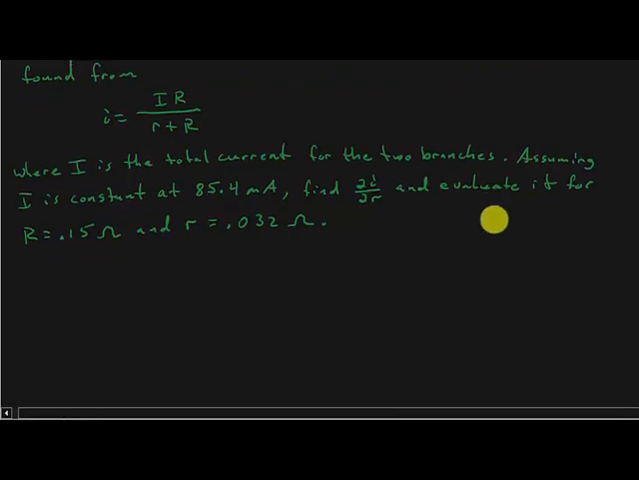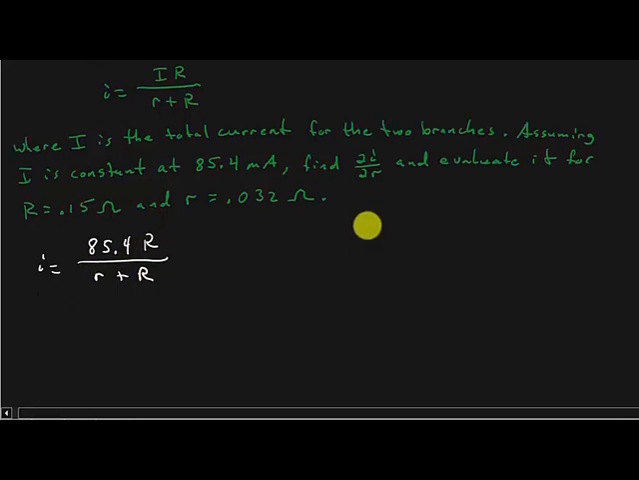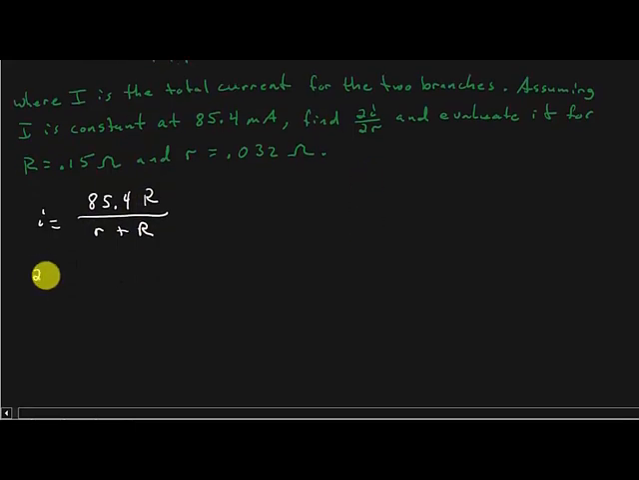All right, so let's take the partial of I with respect to little r. Oh, I'm sorry. Let's do this first. Let's write the problem down. So that's I is equal, and replace this big I with 85.4. And so that's little r plus big R. All right, now let's do it. So I got the partial of I with respect to little r.